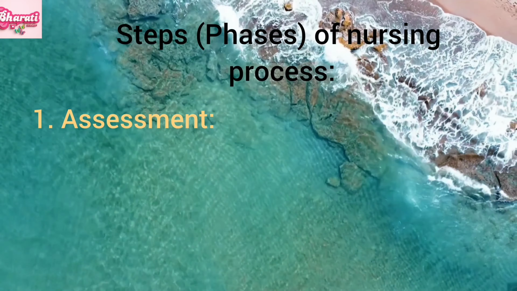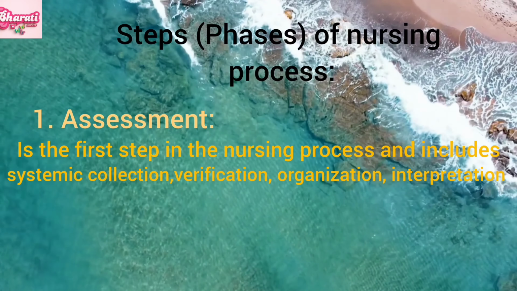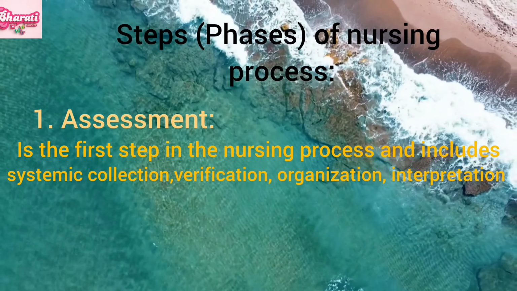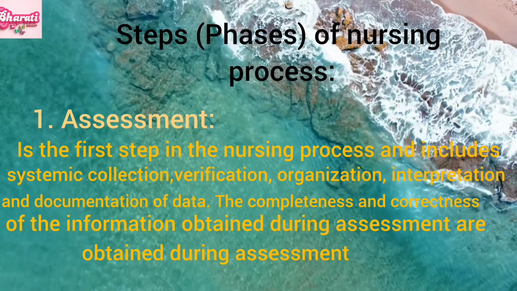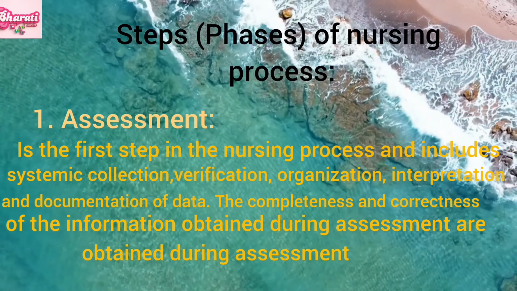1. Assessment is the first step in the nursing process and includes systemic collection, verification, organization, interpretation, analysis, and documentation of data. The completeness and correctness of the information obtained during assessment are directly related to the accuracy of the steps that follow. Assessment involves several steps: A.